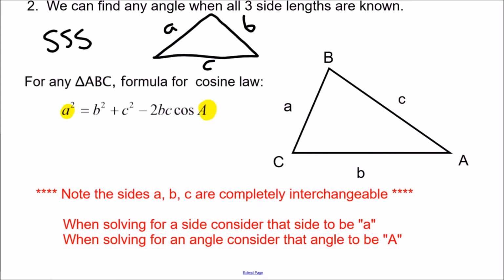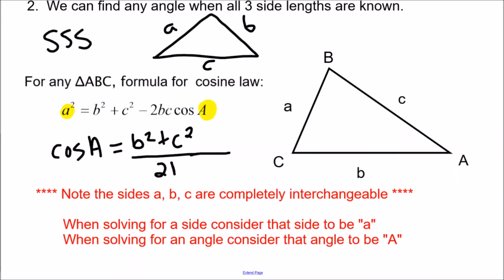We can also rearrange this, and you'll see this on your formula sheet as well. If I get cosine A by itself, so if I have something equal to cosine A, it's going to look like b squared plus c squared, so they can stay where they are. I would then have to get cosine A by itself, divide by 2bc, and the a squared would move to the other side as subtraction. So you have access to both of these formulas on your formula sheet.